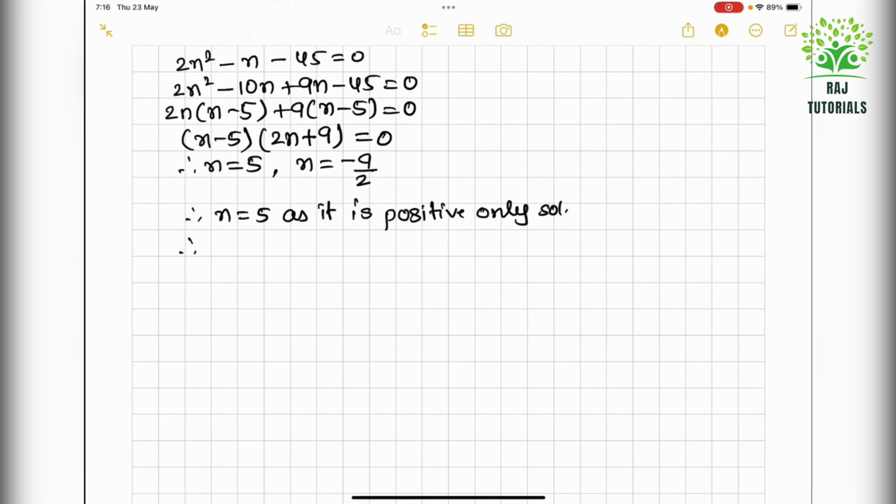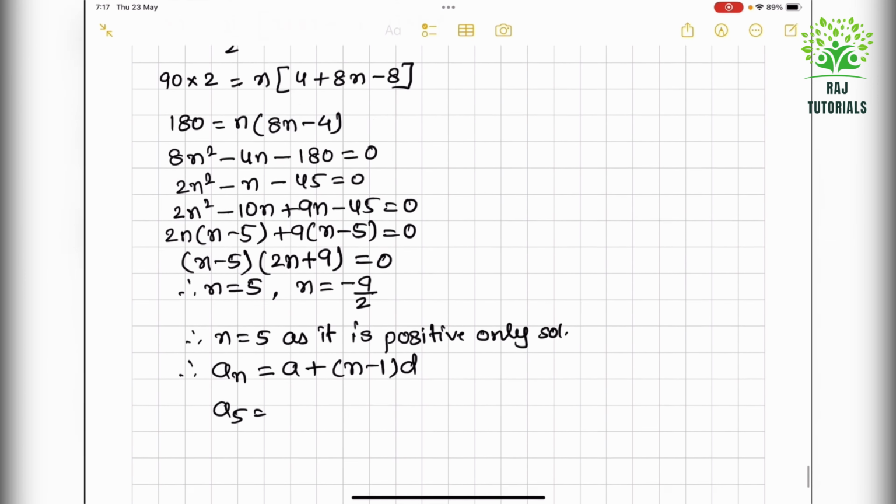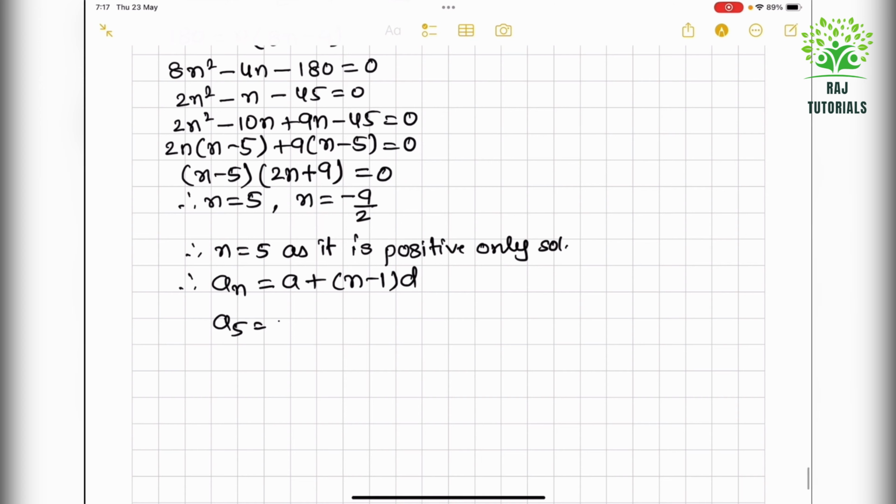Now we have to find an. An will be a plus n minus 1d. So a5 will be a, so a was 2 plus 5 minus 1 into d was 8. So 2 plus 32, 34. A5 equal to 34.